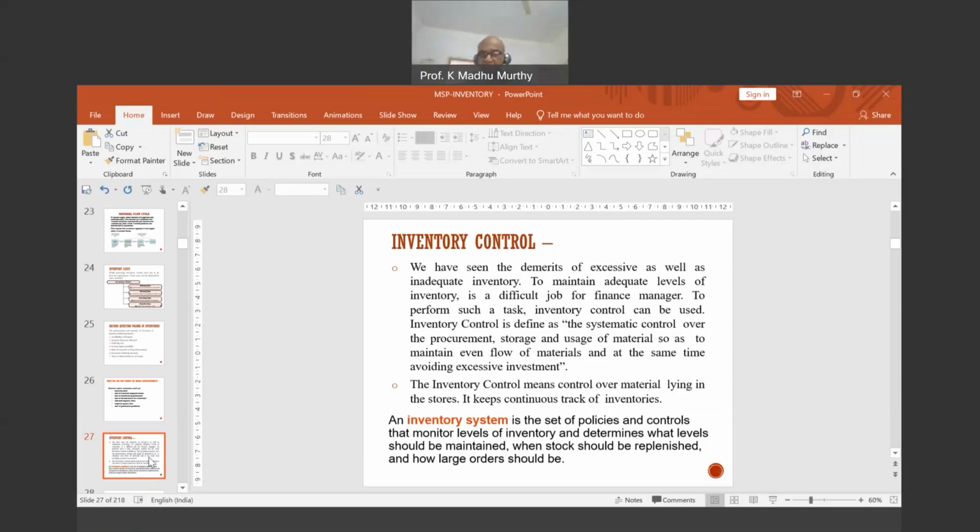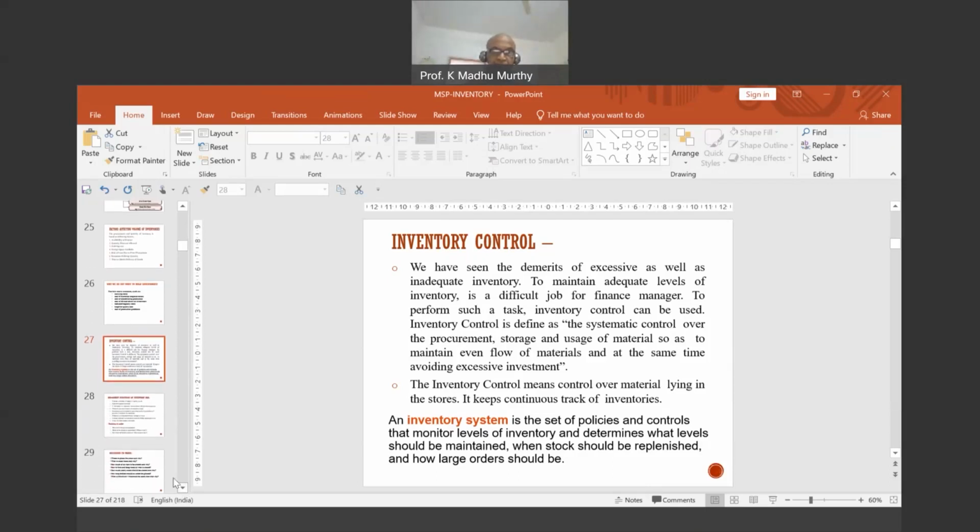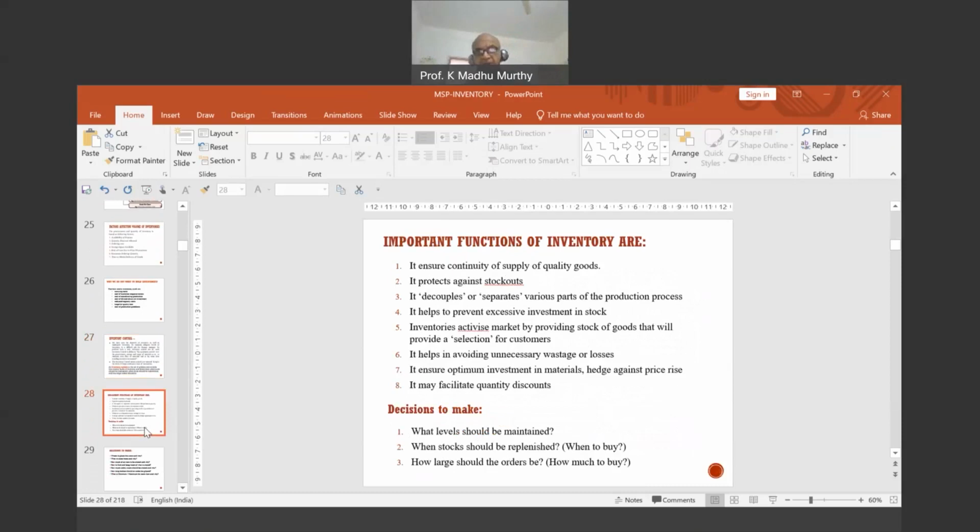So inventory control means controlling materials lying within the stores, and it keeps continuous track of inventories also. And a system is a set of policies and controls that monitor the levels of inventory and determine what levels should be maintained, when stock should be replenished, and how large the order should be. So the decisions that we need to make in this context are what levels should be maintained, when stocks should be replenished, when to buy, how much to buy. So how large should the order be?